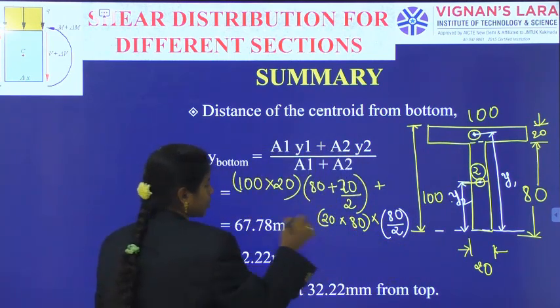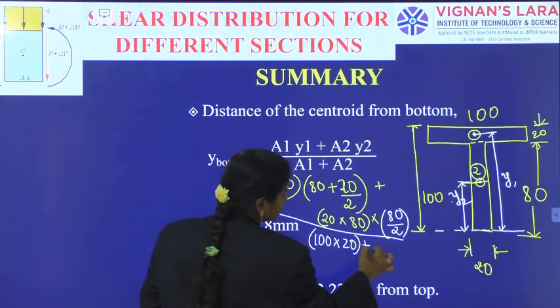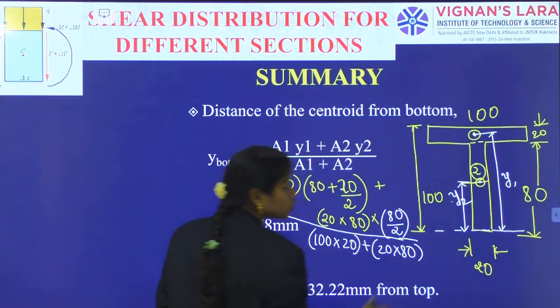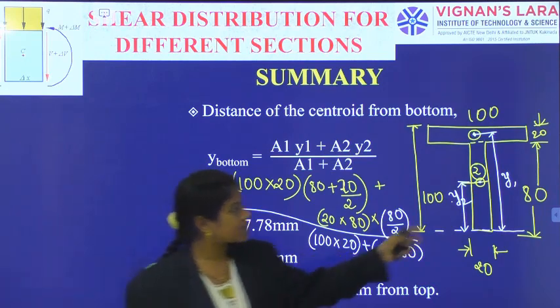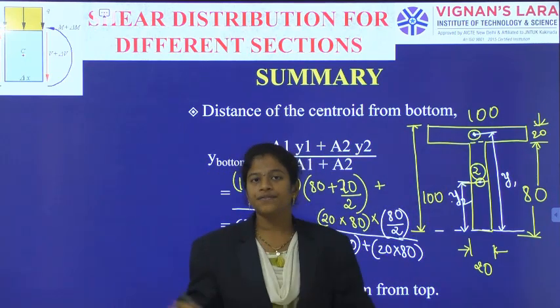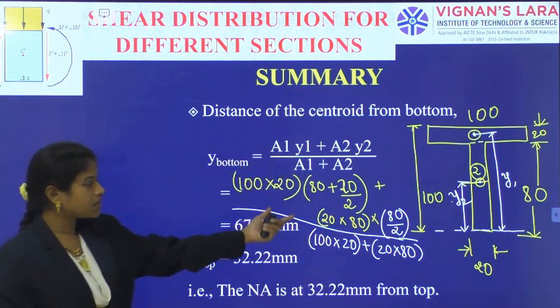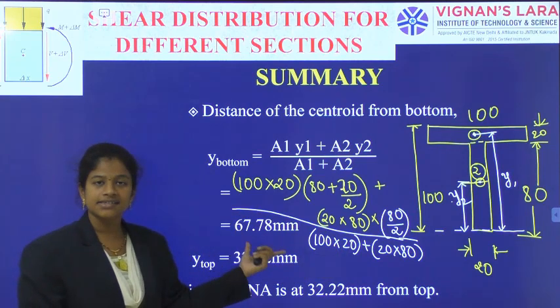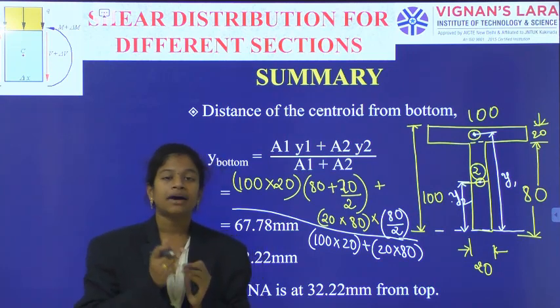A1 y1 plus A2 y2 divided by what I need to do? A1 is 100 into 20 plus A2 is 20 into 80. The only thing you should remember is taking the top portion separately and the bottom portion separately and clubbing again for getting the common centroid of the whole T section. So A1 y1 plus A2 y2 by A1 plus A2. In this way we have got the answer as 67.78.